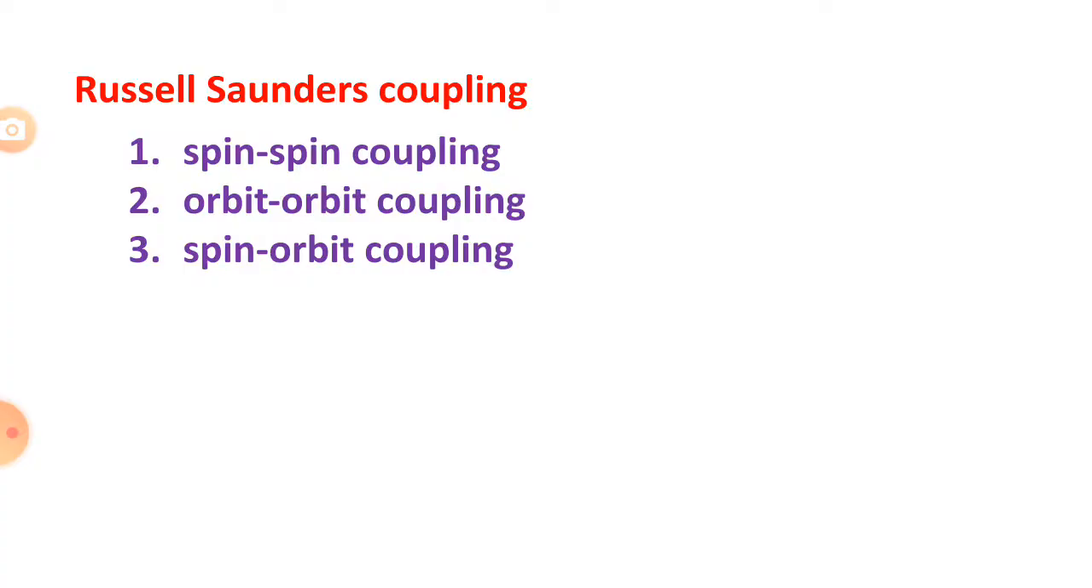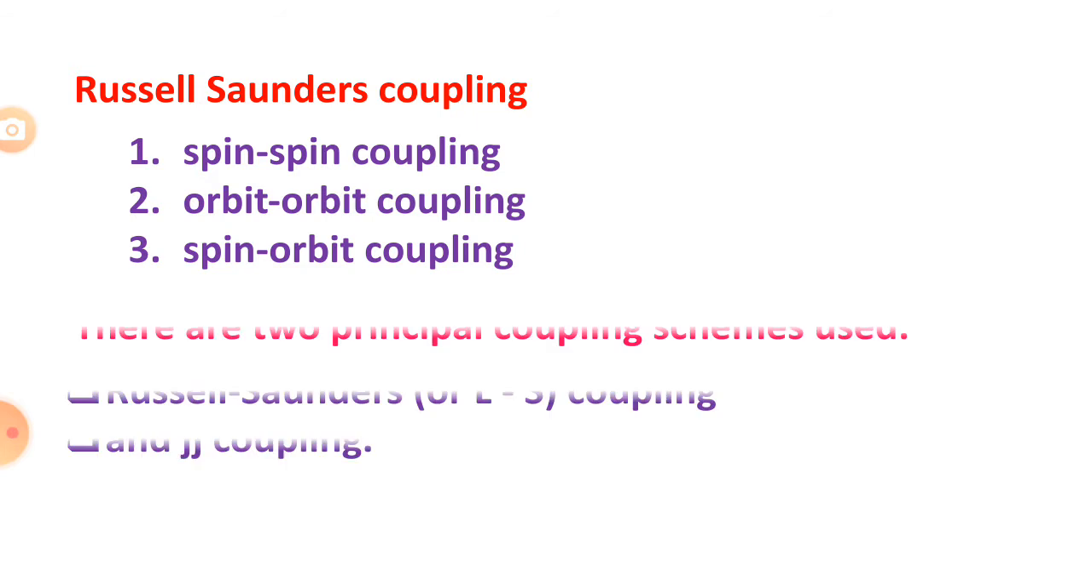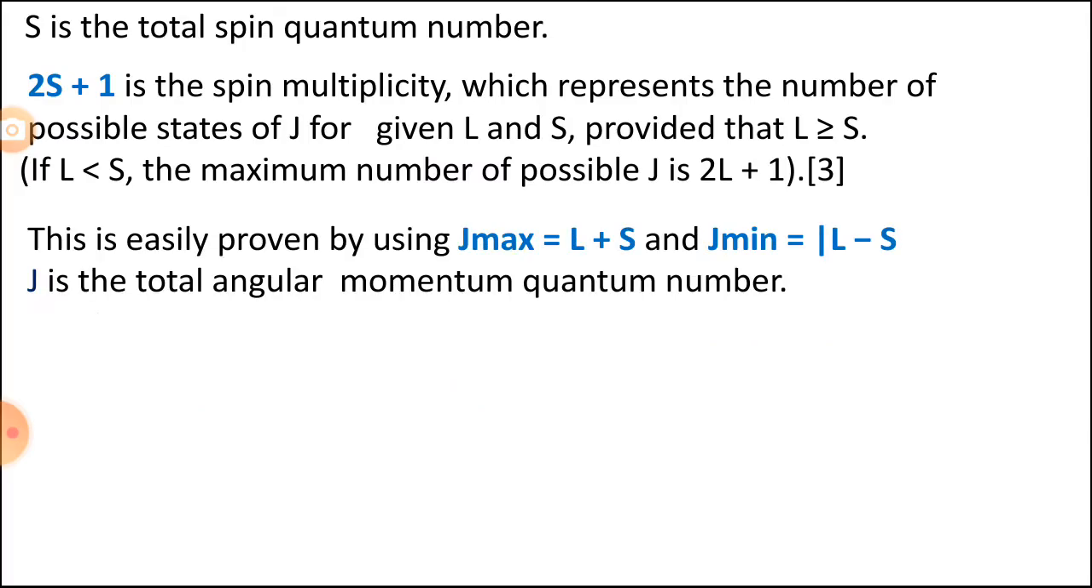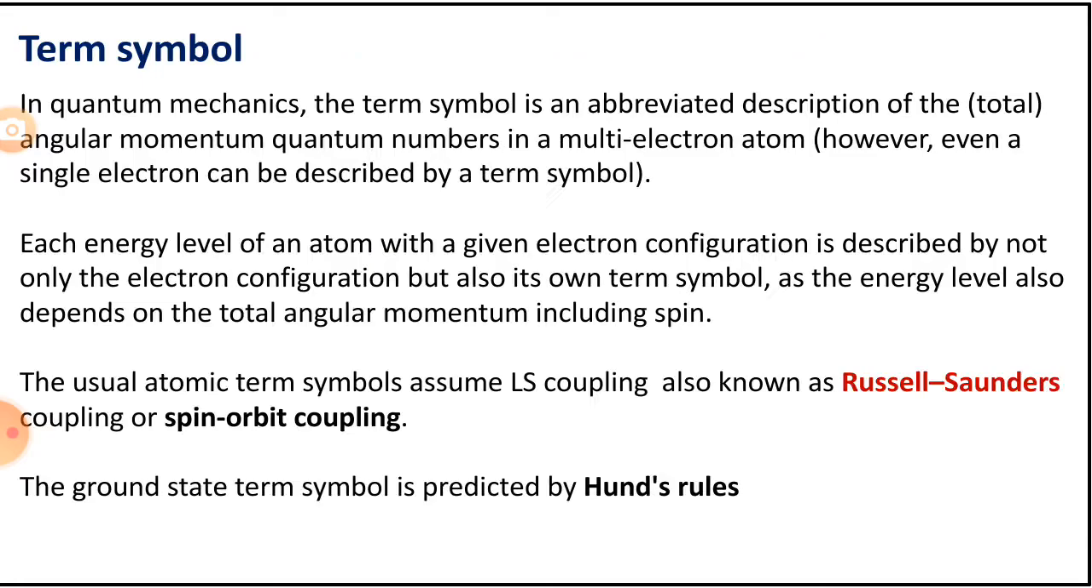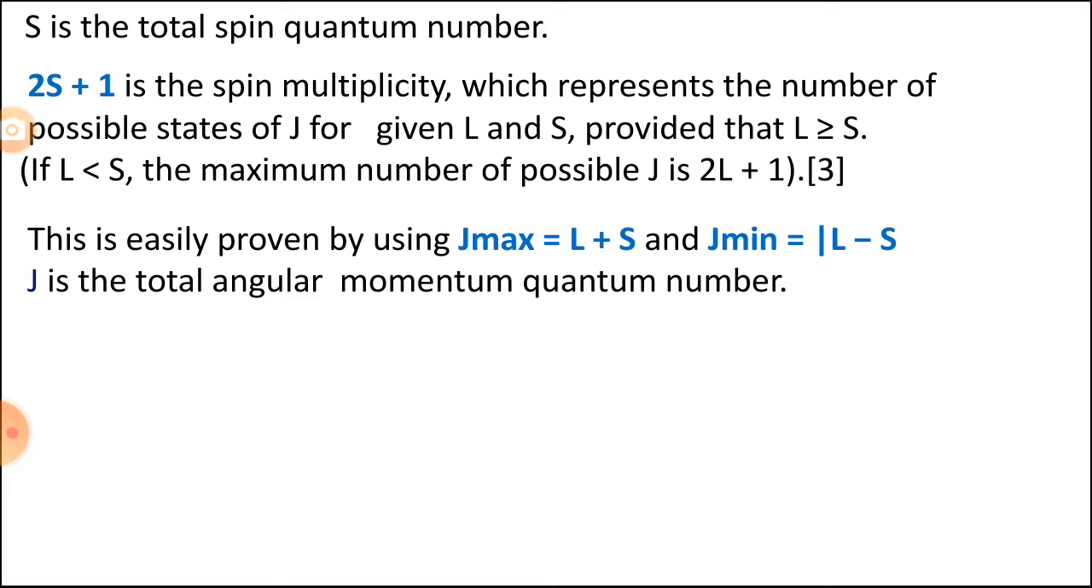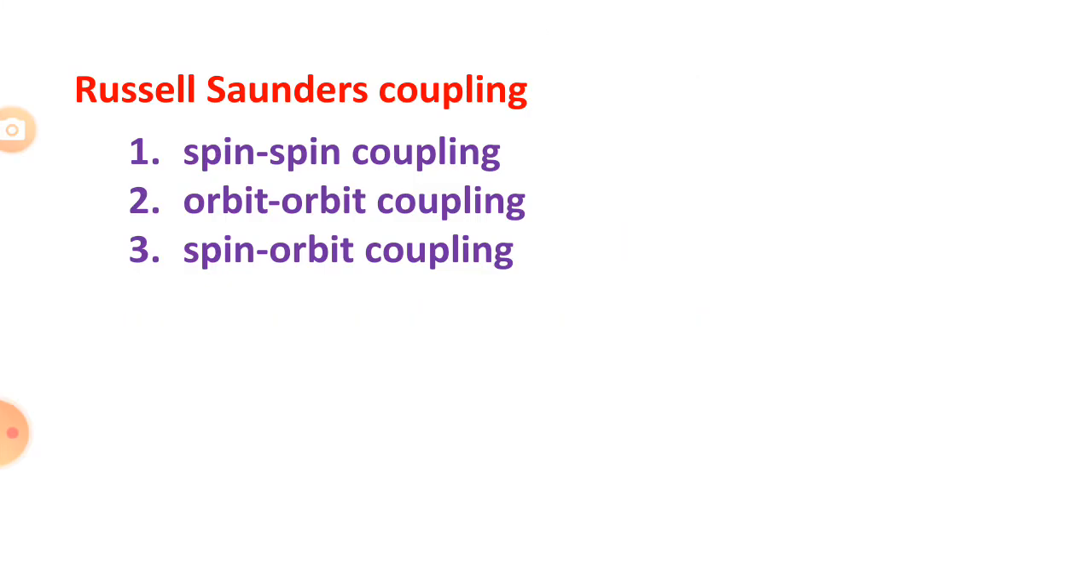There are three different types of coupling in Russell-Saunders coupling. The first one is spin-spin coupling. The formula of Russell-Saunders coupling, the term symbol, is 2S plus 1 L J. So there are three types of interaction.